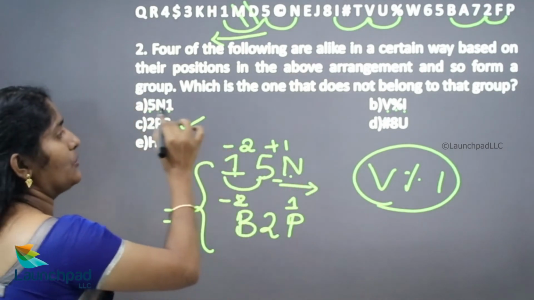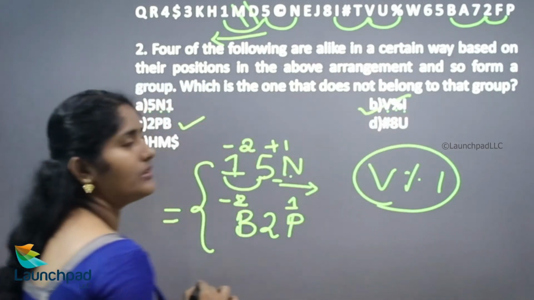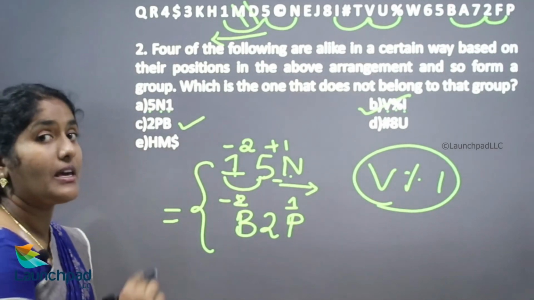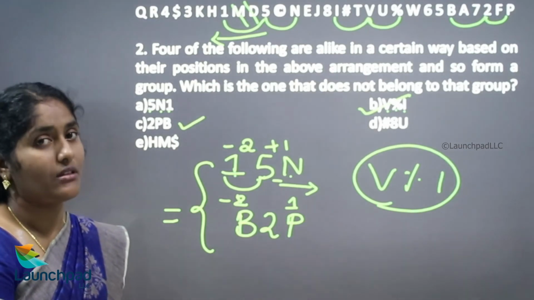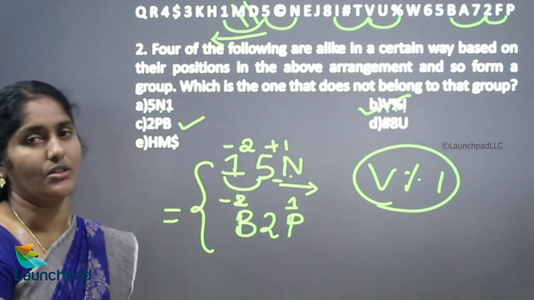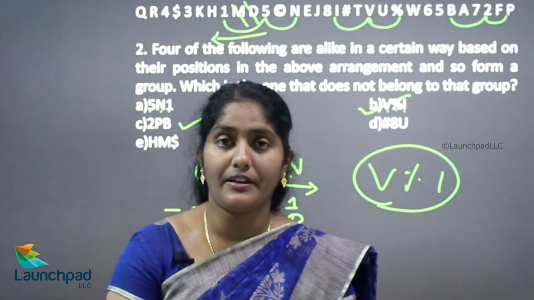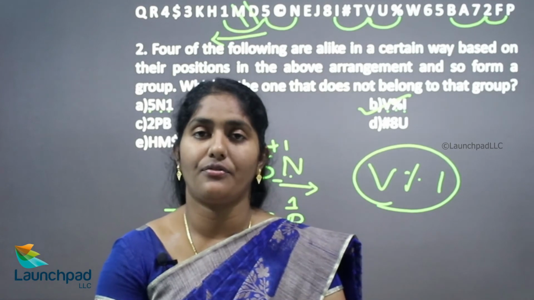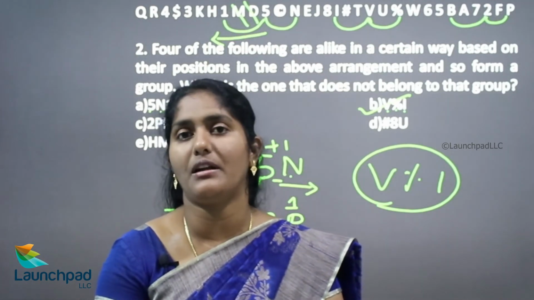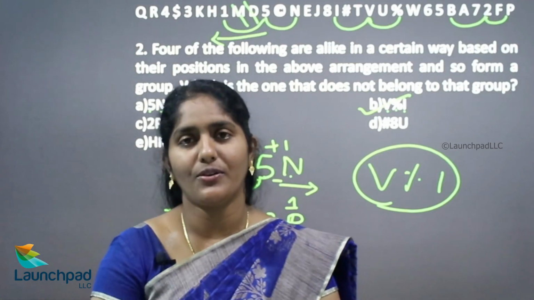So according to this question, option B does not belong to this group, based on their position. Only one option does not belong to this group. Okay, this is the way of finding the difference, the one that does not belong to the given group. Okay, thank you for watching.